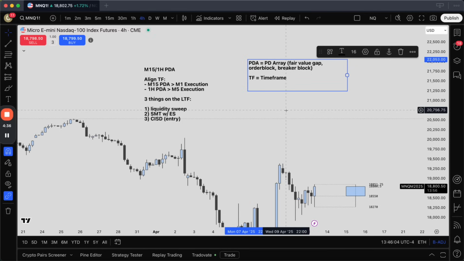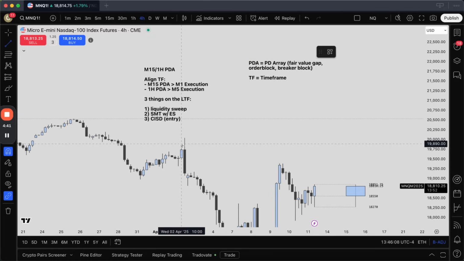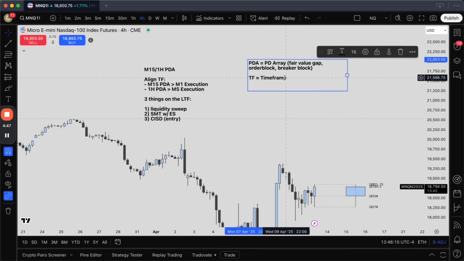And then liquidity sweep is when highs are swept. So, for example, or lows or anything. Like this is a minor high. It was swept. That's a liquidity sweep. Okay, you get me? Okay, so liquidity sweep SMT is the smart money technique.